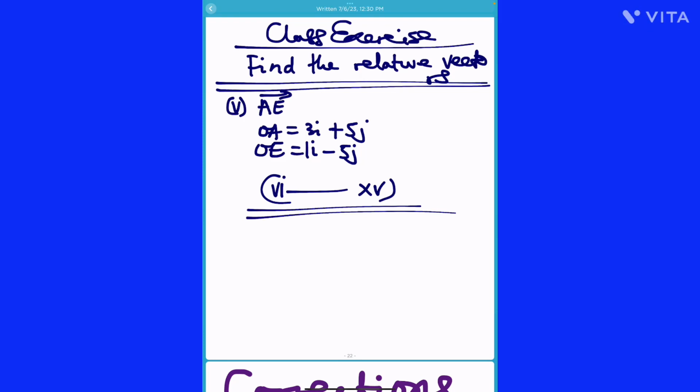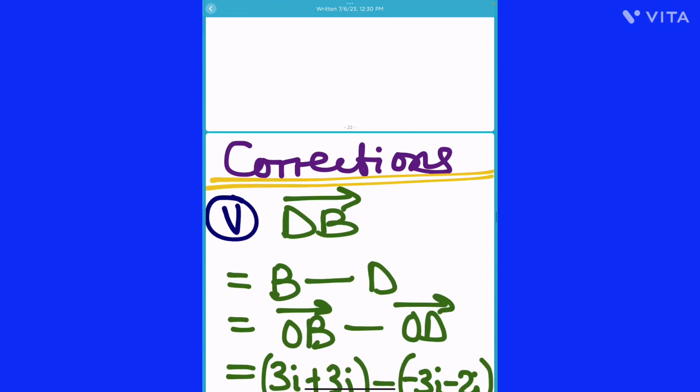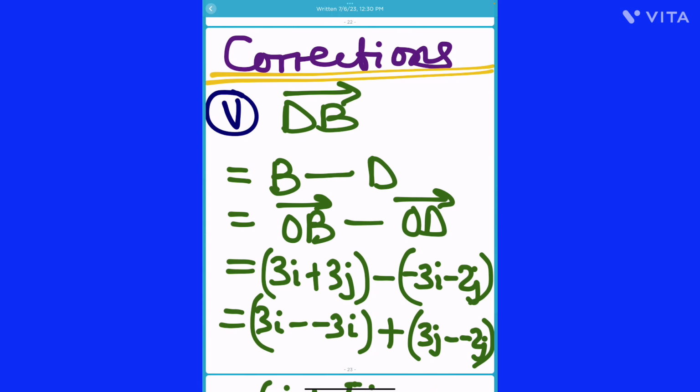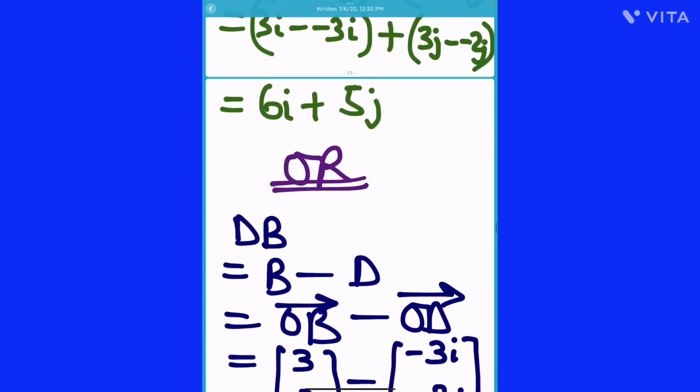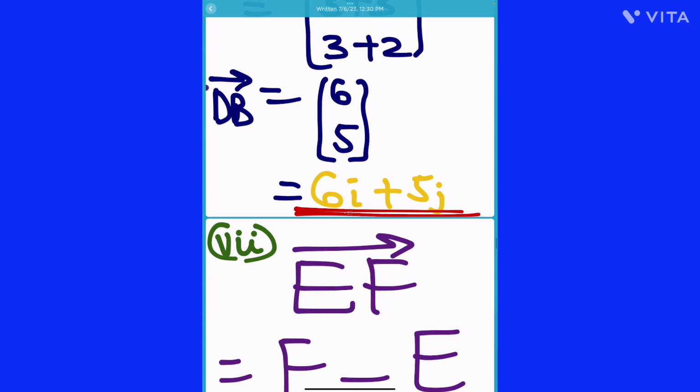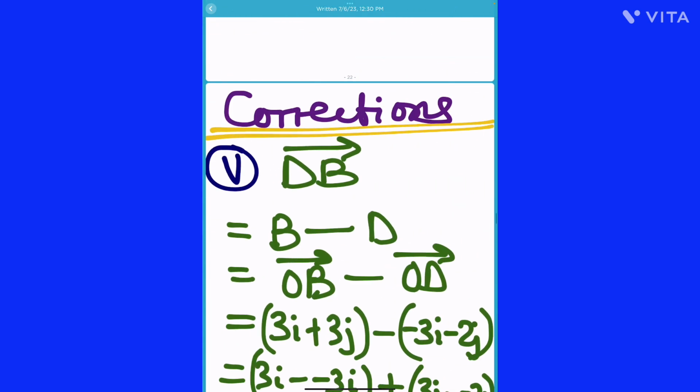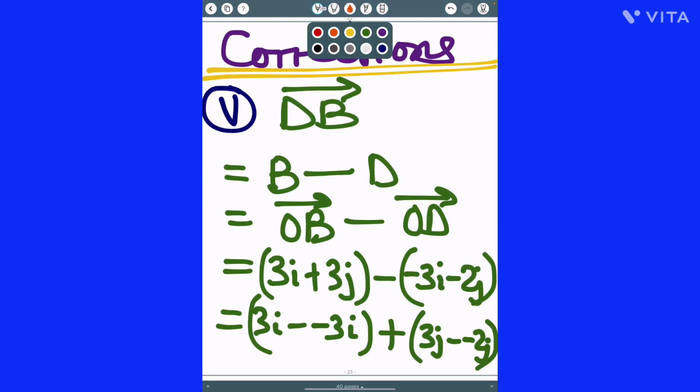Let's read the corrections to the last classwork together. The classwork was from numbers 6 to 15. Question 6 says we should find vector DB.